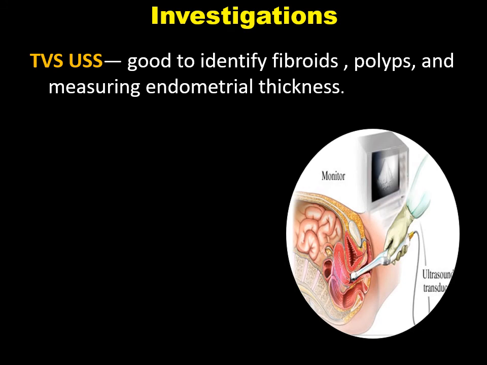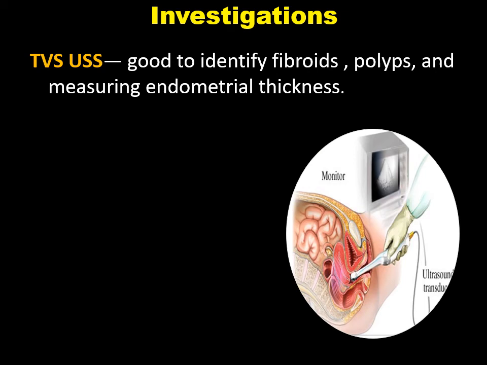Then we do an ultrasound. We always start with an abdominal ultrasound so you don't miss major pathology, followed by a transvaginal scan. This is good to identify fibroids, polyps, and in postmenopausal women, we measure endometrial thickness. We don't know the significance of endometrial thickness in premenopausal women.